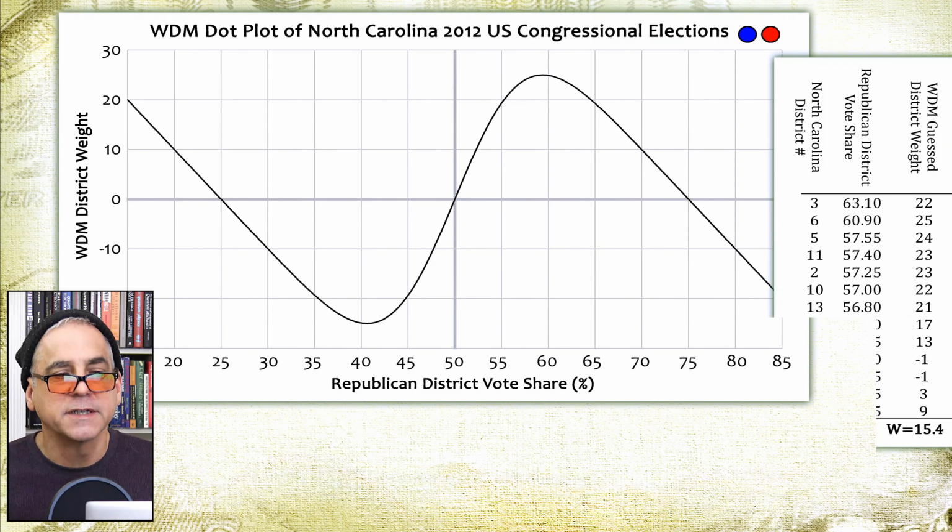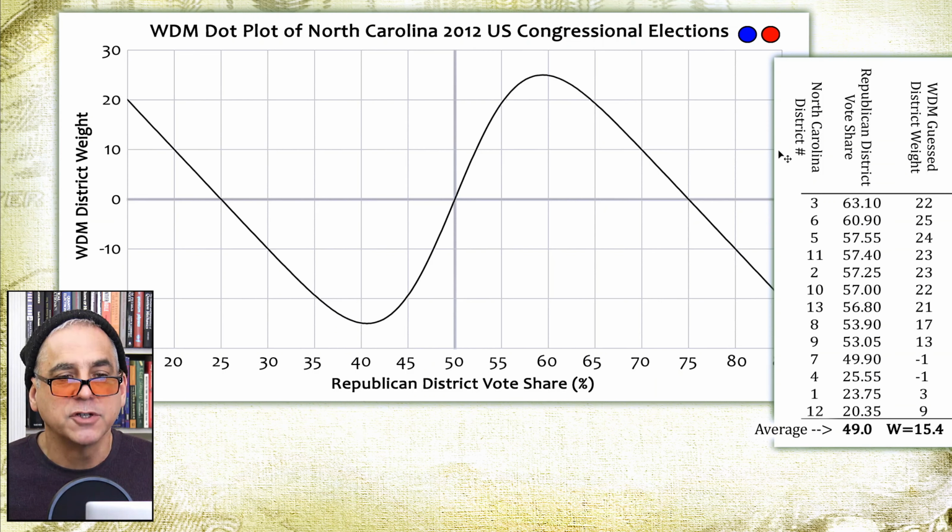The numbers used in this example are from Ballotpedia and are shown in this spreadsheet. North Carolina's 13 districts are listed in the first column. Each district's Republican vote share is listed in the second, and the third column is to be filled in later with the weight of each district. For expediency, I have already filled in this column. I like to order my districts by vote share from highest to lowest. Notice Republicans won the top 9 districts and Democrats won the bottom 4.